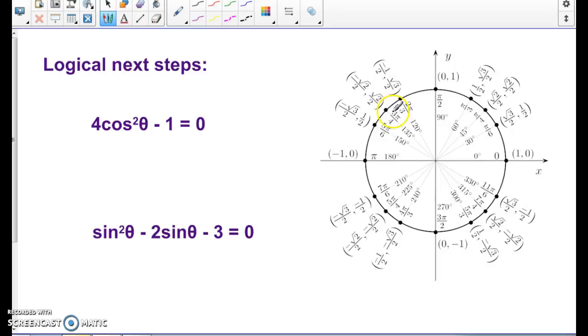So a logical next step is to solve equations like this. This screams factoring to me. Difference of squares. 2 cosine minus 1, and then 2 cosine plus 1. Then I can set each piece equal to 0. So then I get cosine equals a positive 1/2. And then cosine equals negative 1/2.